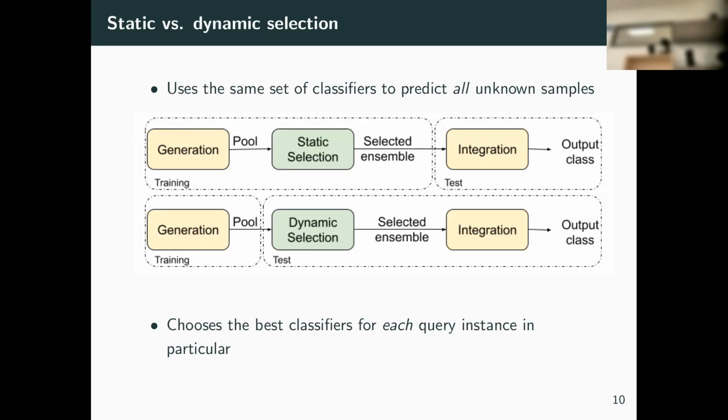So ensemble methods can have or not have selection, but if they have, this can be done either statically or dynamically. In static selection, the selection is done in memorization, at training time. So the same ensemble is used to label all query instances, all test instances. And in dynamic selection, we do the selection in generalization. So we try to select for each different instance the best classifiers for that instance.